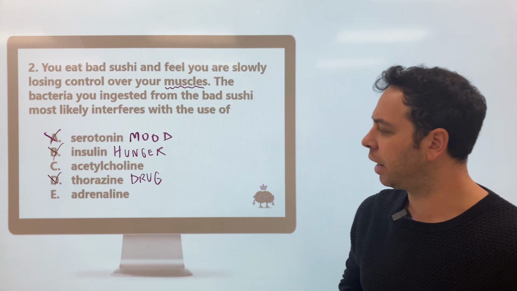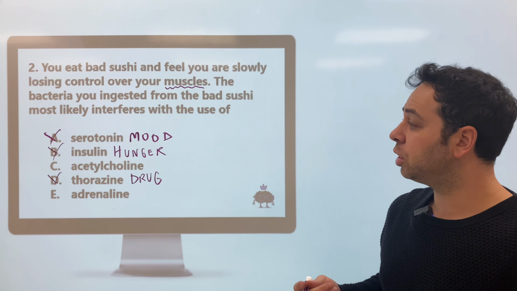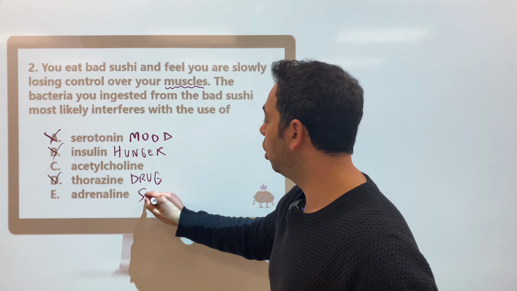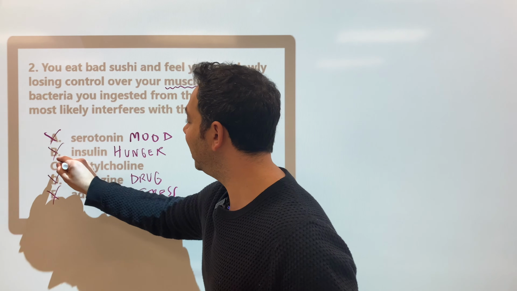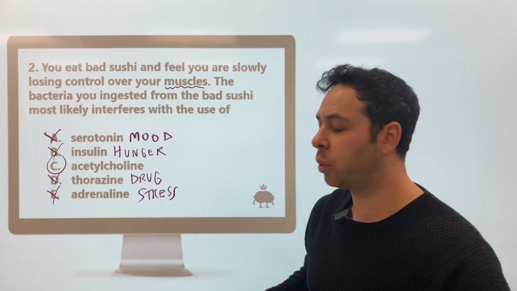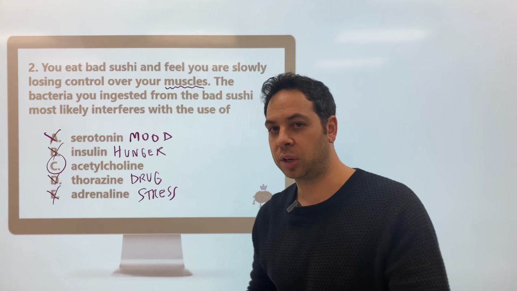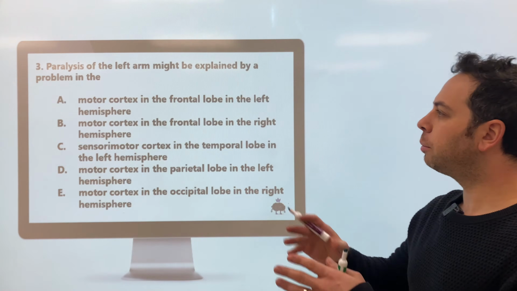And what about E, adrenaline? Well, adrenaline typically is our answer when it deals with things like stress or fight or flight. And that is not our answer. So what does that leave us? It leaves us acetylcholine, which deals with muscle movement and memory and learning. Our answer is C.